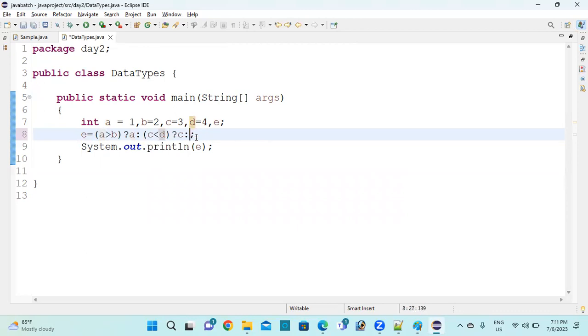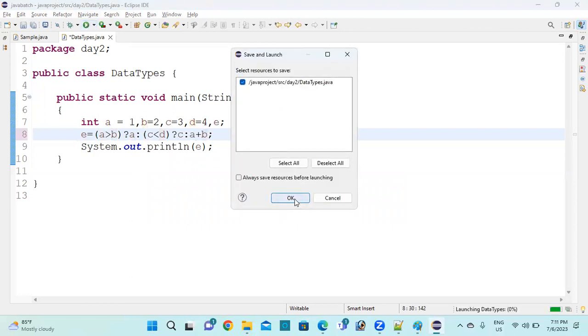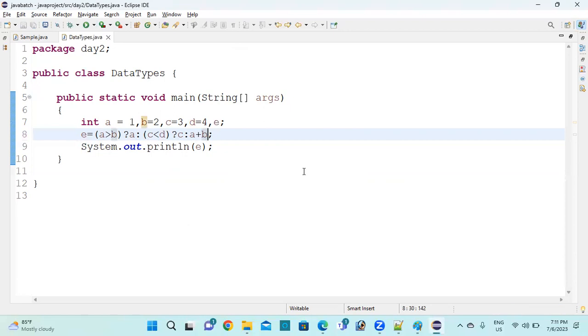Now, if I write here a plus b, what is your answer? 2 plus 1 is 3. Whatever you write here, that will be executed. So in the place of this, again I am writing a less than d, question mark, a colon b. Again, what is your answer?